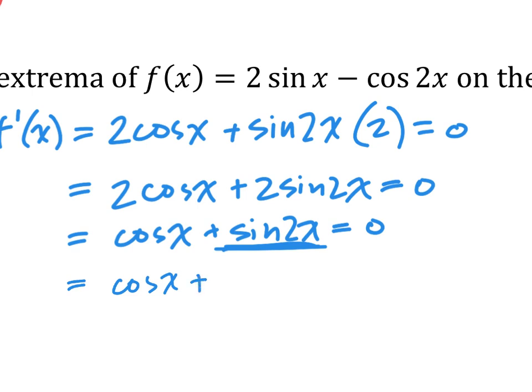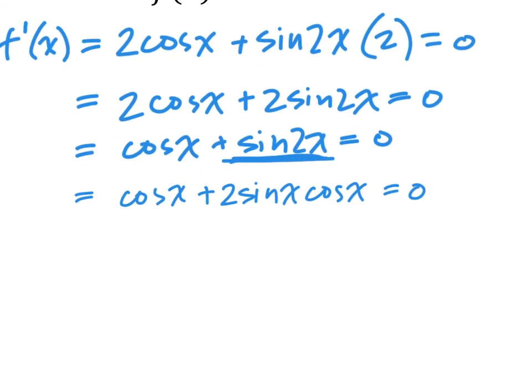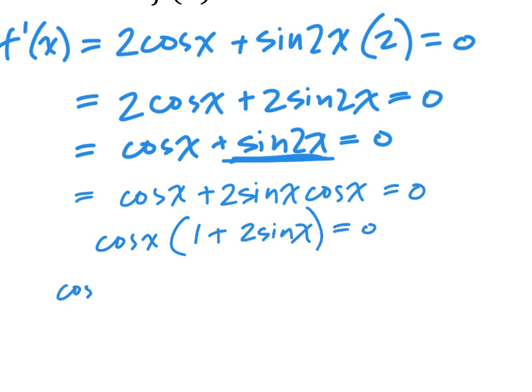There is a table of contents of formulas at the beginning of the book, so you can check that out, or you can always Google. 2 sine x cosine x is sine 2x. And now everything is in terms of x. What you can do is just solve this. I'm going to take out the cosine here. So cosine x times (1 plus 2 sine x) equals 0. So cosine x is equal to 0, or 1 plus 2 sine x is equal to 0.